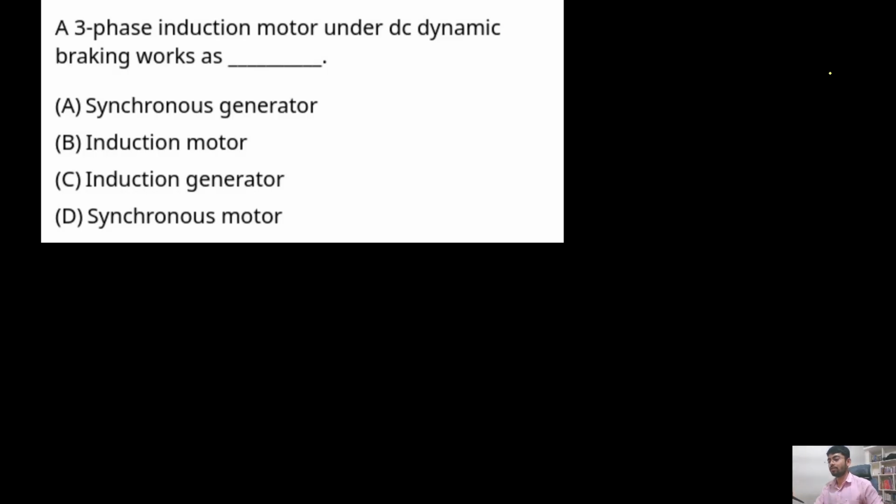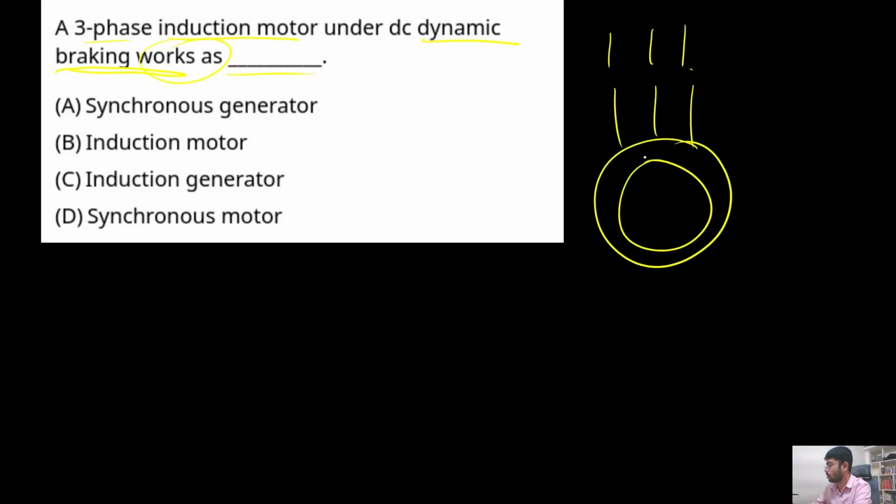So here you can see the first question. A three-phase induction motor under DC dynamic braking. So DC dynamic braking has been used. It works as a dash. So whenever an induction motor is under dynamic braking, what happens is the three-phase supply to the induction motor has been cut off, and it has been fed with a DC supply.